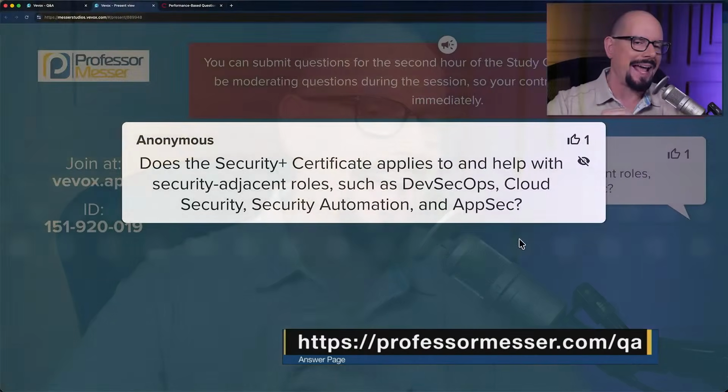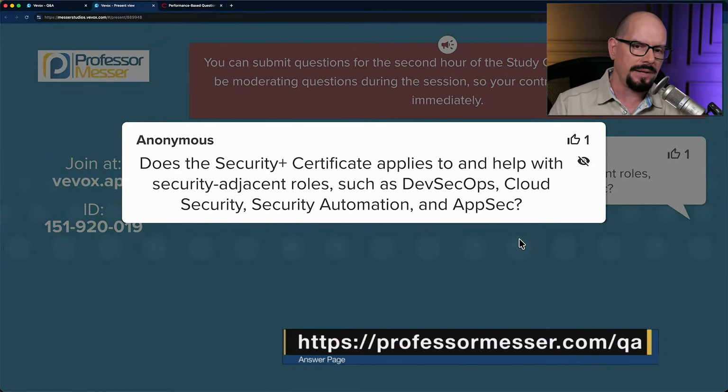So the question from Anonymous asks, does the Security Plus certificate apply to and help with security adjacent roles such as DevSecOps, cloud security, security automation, and AppSec? So a lot of these roles have sort of migrated over time. The terms that are listed here have different meanings depending on who you ask. Good example of that is DevSecOps. It's a developer doing security and also has some operations role associated with it, which, by the way, none of those things should be together. The developer and operations, I guess they are separated here by the security. Those shouldn't even be in the same sentence with each other.